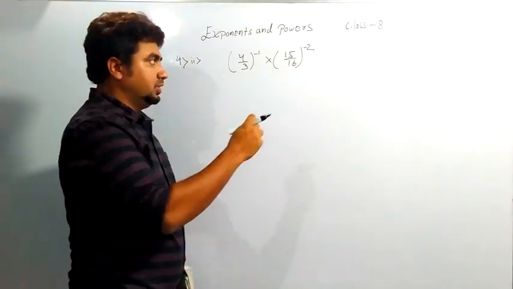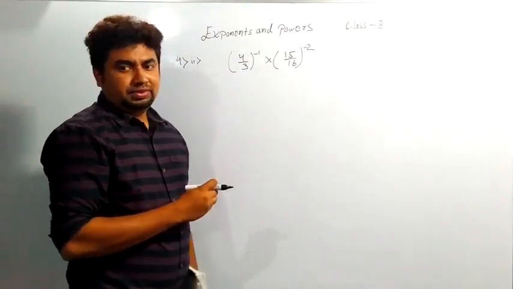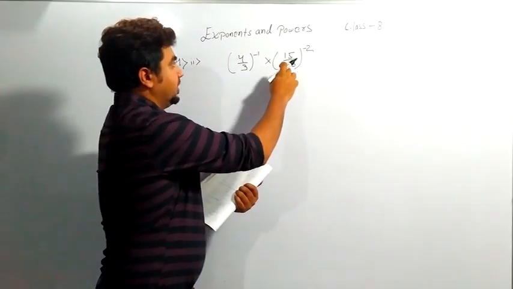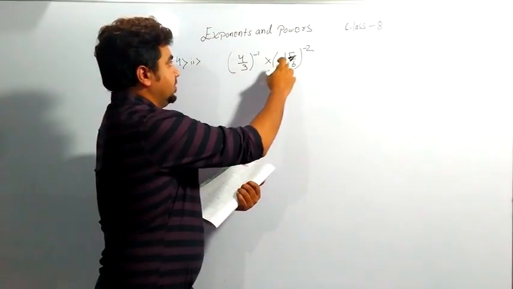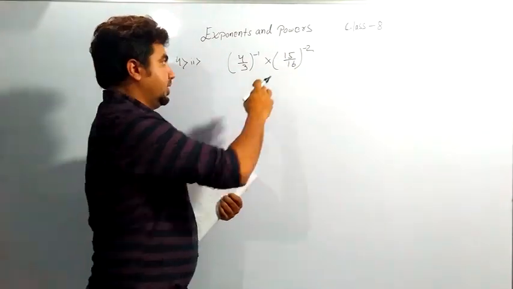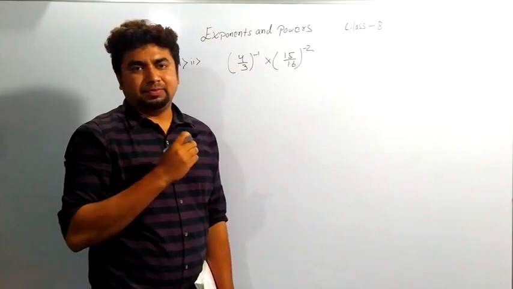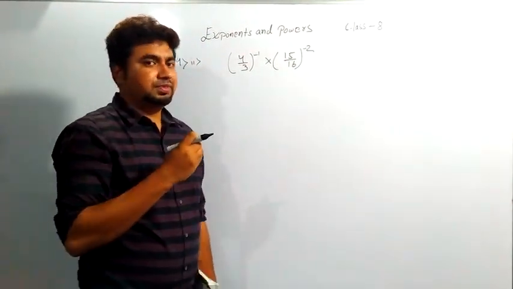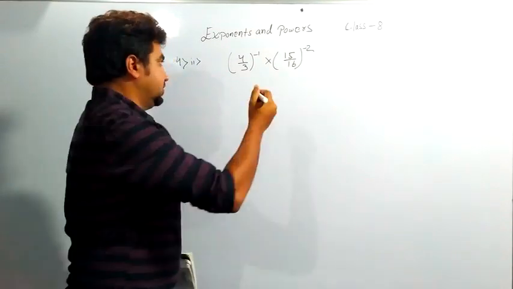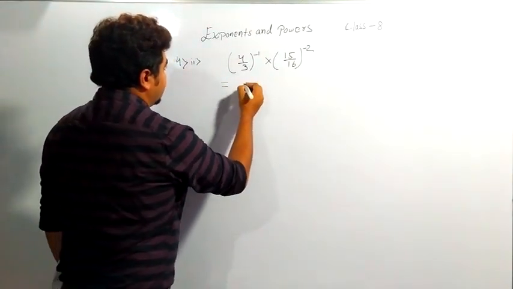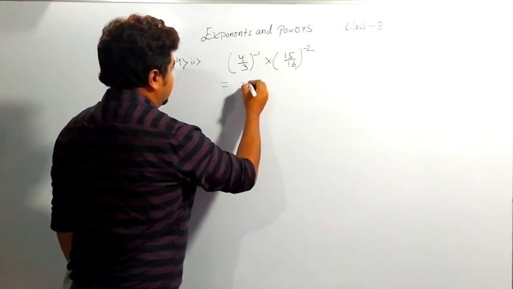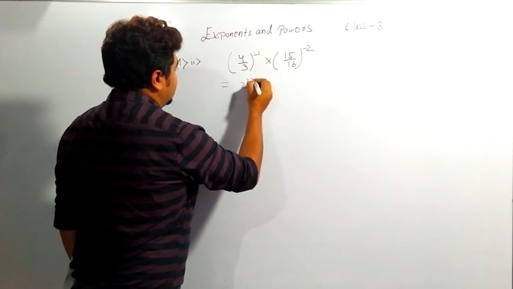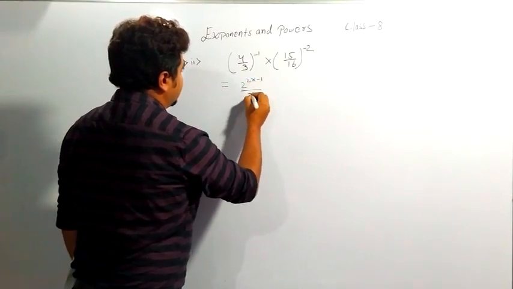Here we are able to see that 15 by 16 is not a prime number. 15 is not a prime number, and 16 is not a prime number. In this case we will try to convert them into the form of prime numbers. So 4 can be written as 2 square, or we can write it as 2 square to power into minus 1 by 3 to power minus 1.